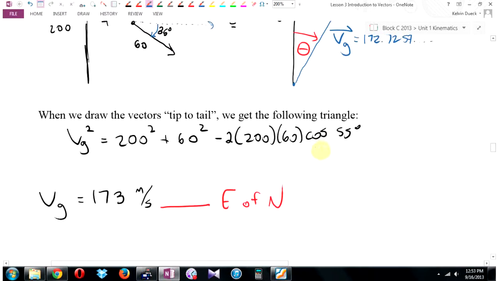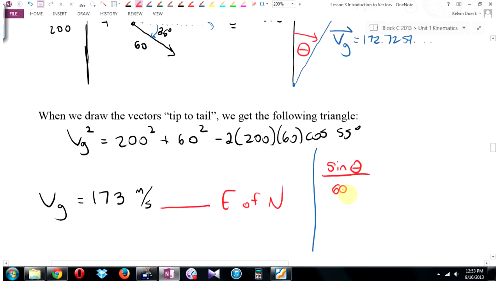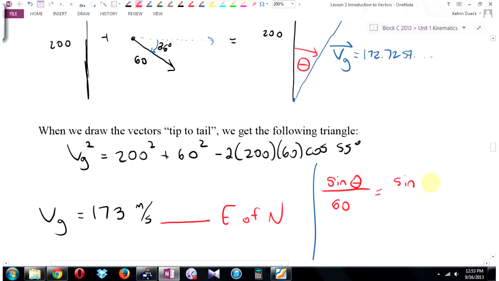It's going to be over here on the side. The sine of the mystery angle divided by what's across from it, which is exactly 60, equals the sine of the only other angle that I know, 55, divided by 172.7257. Actually, you know what? I'm going to use the answer button on my calculator when I type in that number there.